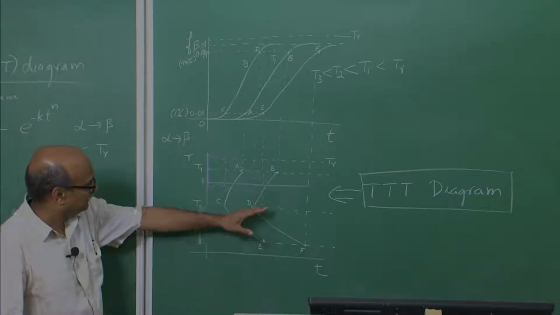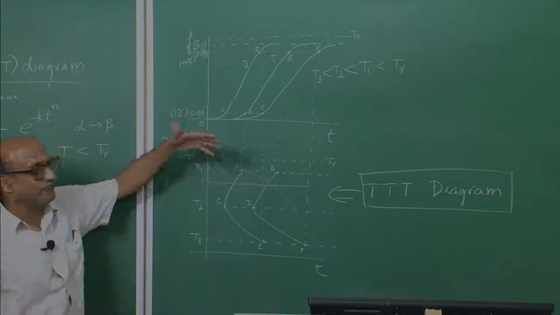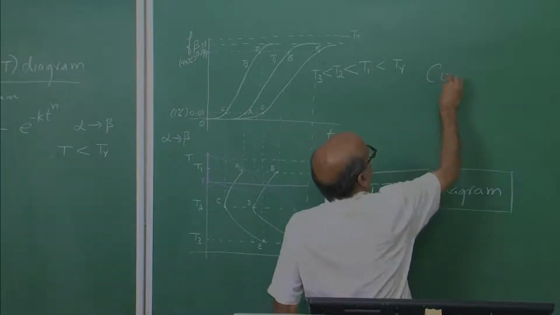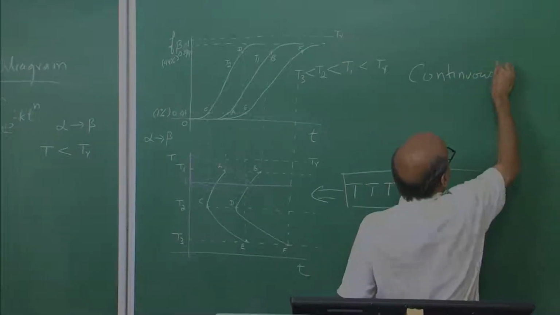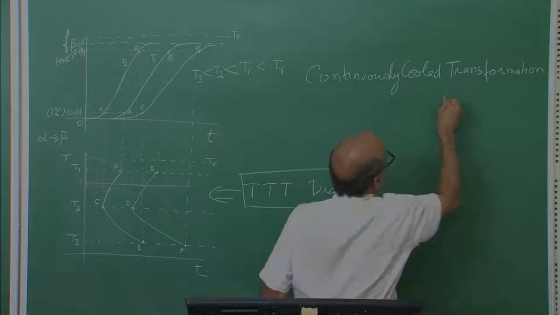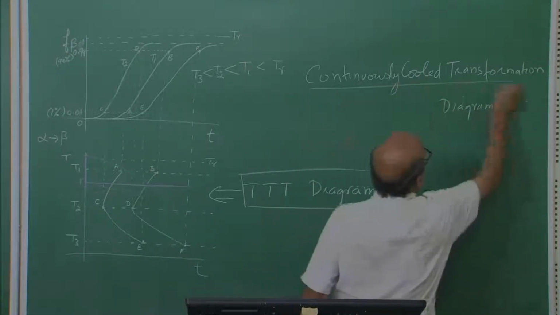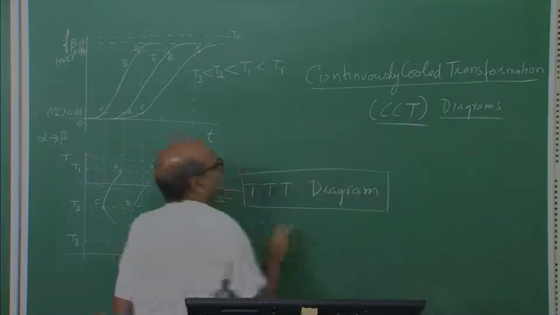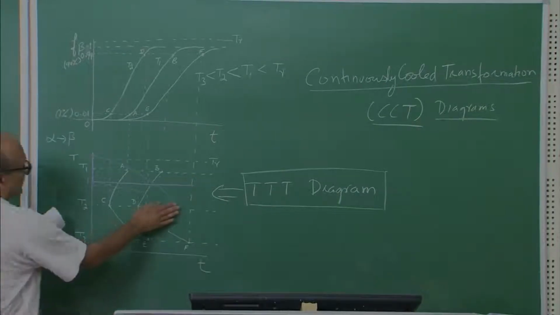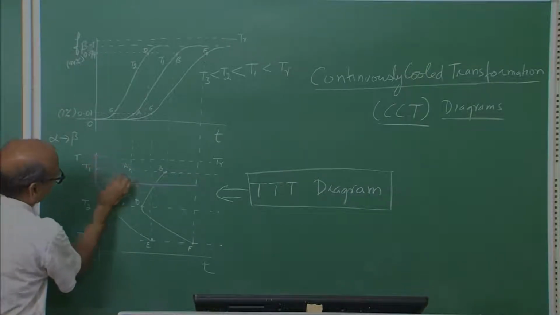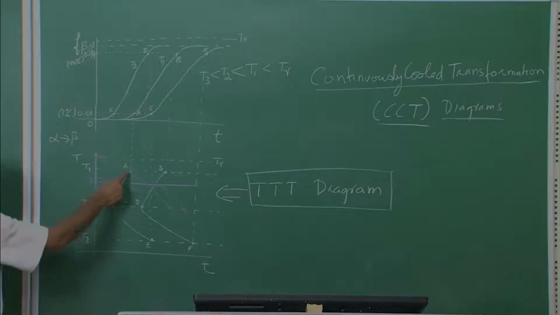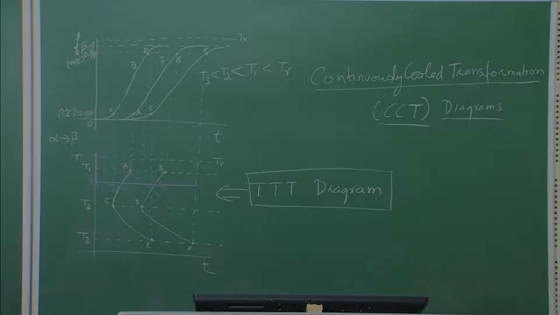Where they can help us is that from the TTT diagram we can generate another set of diagrams which are called continuously cooled transformation diagrams, or in short CCT diagrams. So, in the case of the continuously cooled diagrams, let me just redraw this a little bit below. Suppose I have cooled like this. It is possible then from the TTT diagram to generate these CCT diagrams, which I will show a little later.